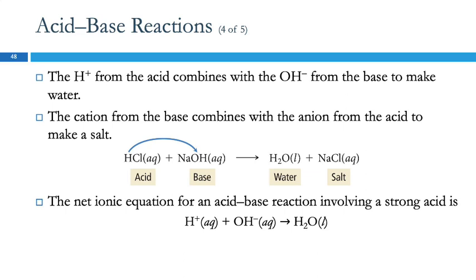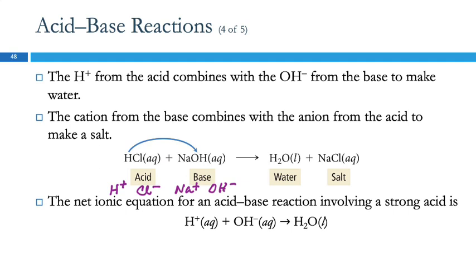So when we have an acid-base reaction, the acid is producing hydrogen ions, and the base is producing hydroxide ions. And what happens is the hydrogen ion from the acid is going to combine with the hydroxide ion from the base to make a water molecule. So here we have hydrochloric acid and sodium hydroxide. So if we look at the ions that are present, we have hydrogen ion and chloride ion and sodium ion and hydroxide ion.